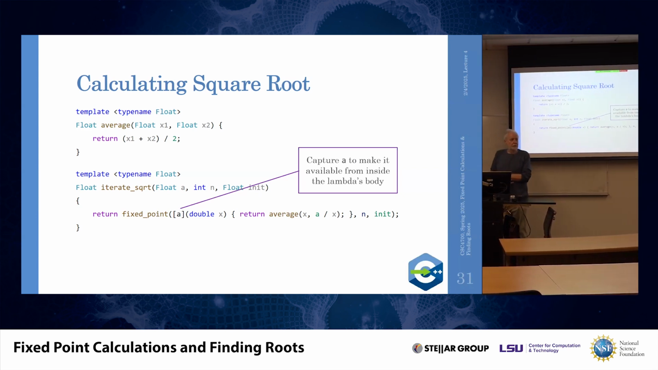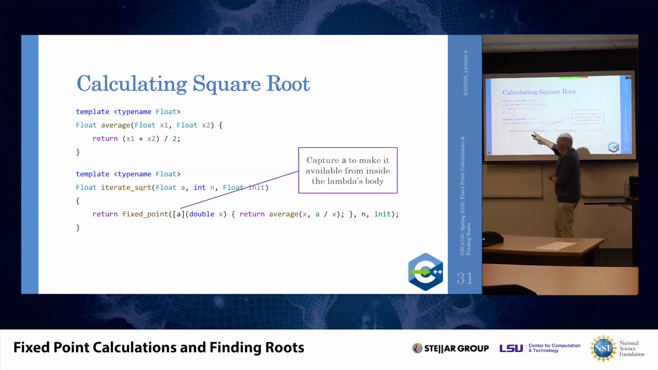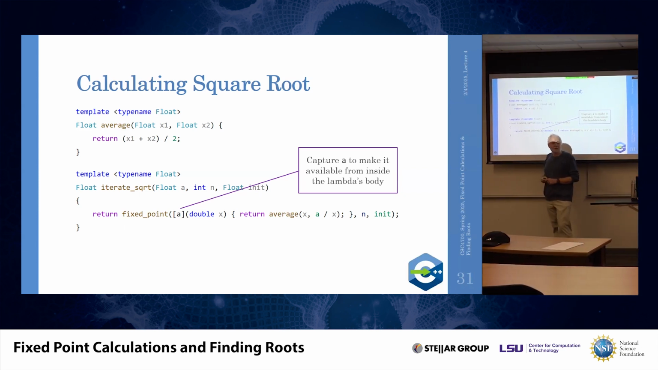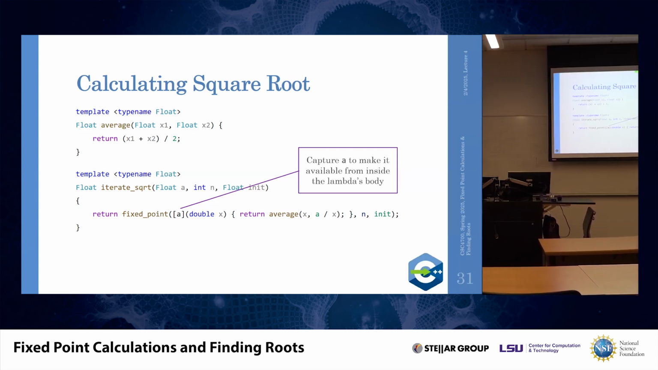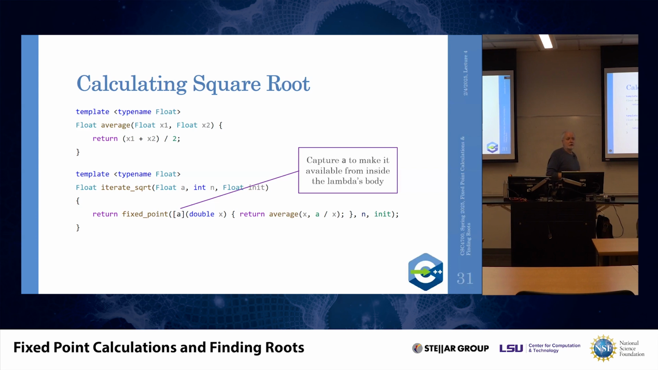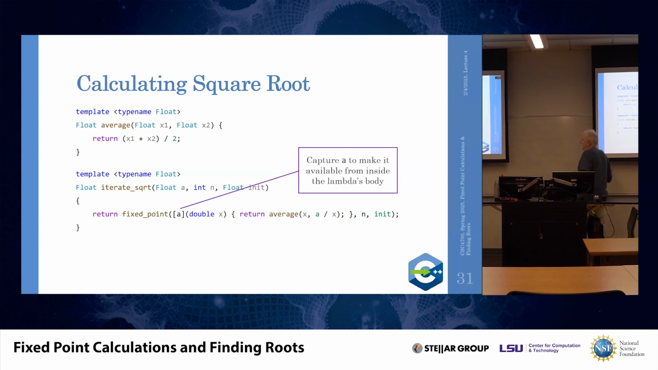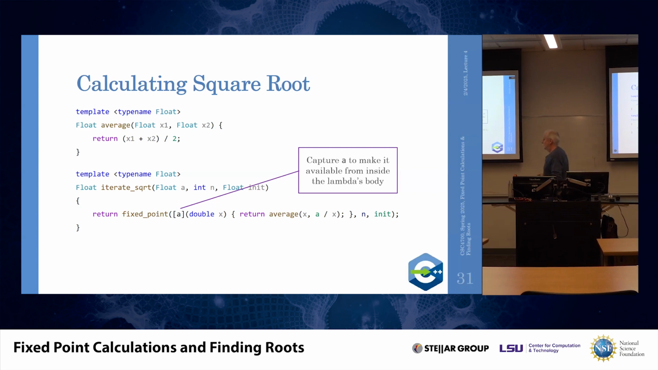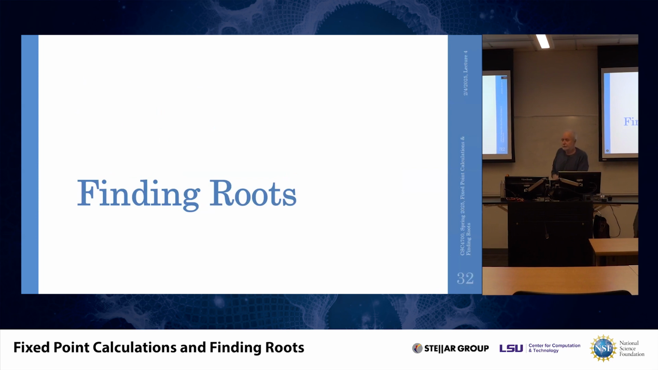Any questions about that? And by the way, as you can see, I made that iterate square root function a template function itself, so I can use it with different data types if I want to. So I can compute square root to an arbitrary precision in the end by supplying different data types when calling the iterate square root function. That's the square root. Easy as that.